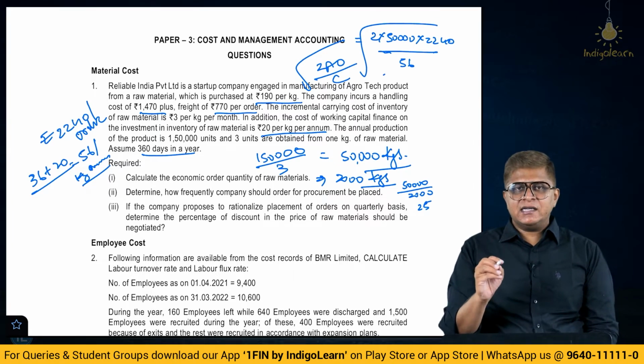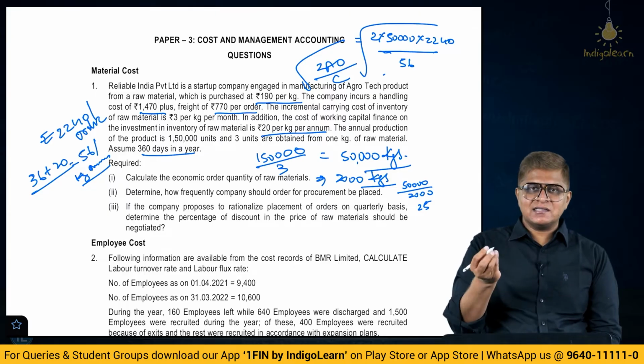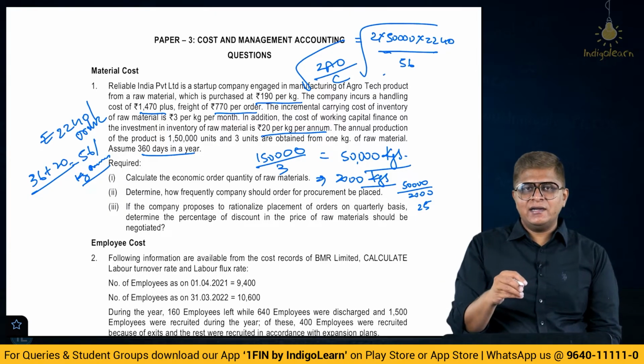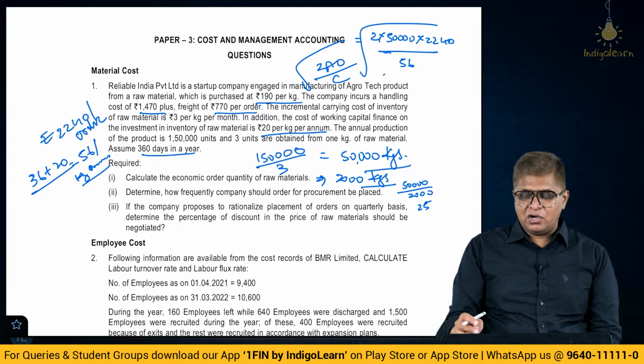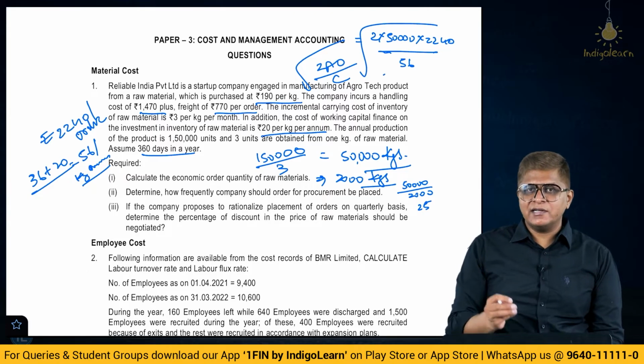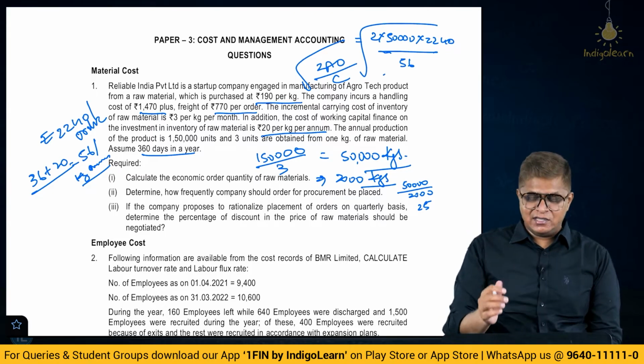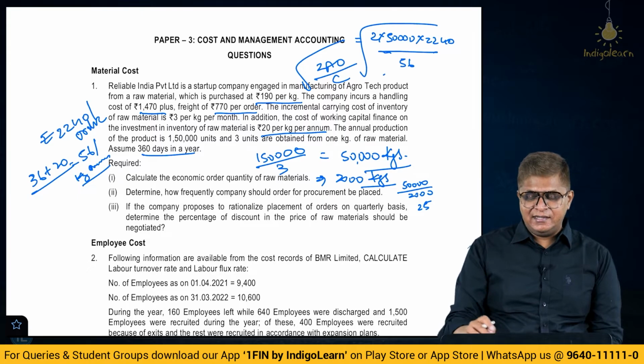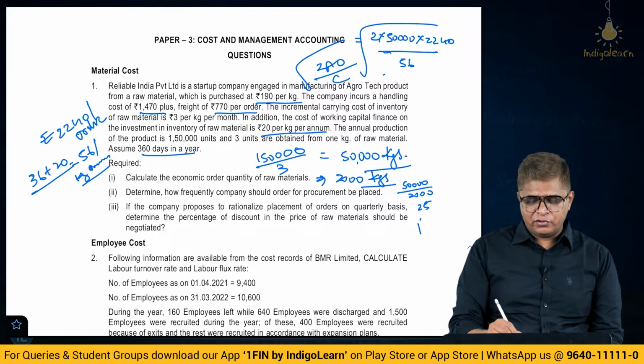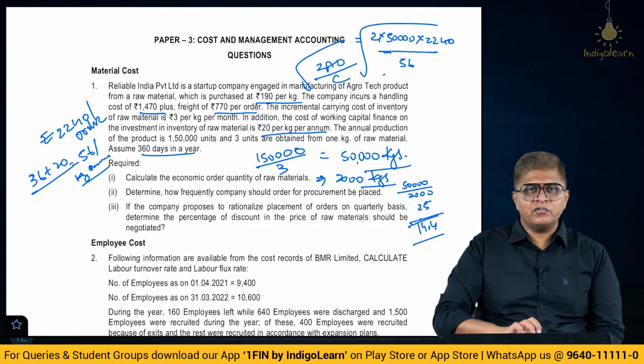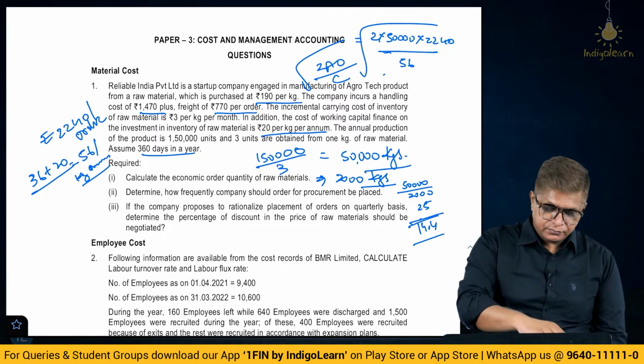Now, they are not asking us how many orders are to be placed, they are asking us how frequently. So, let us divide it by the number of days. So, how many days are they asking us to assume in a year? They are saying assume 360 days. So, if we do 360 divided by 25, we get 14.4 as the frequency. So, every 14.4 days we have to place one order.